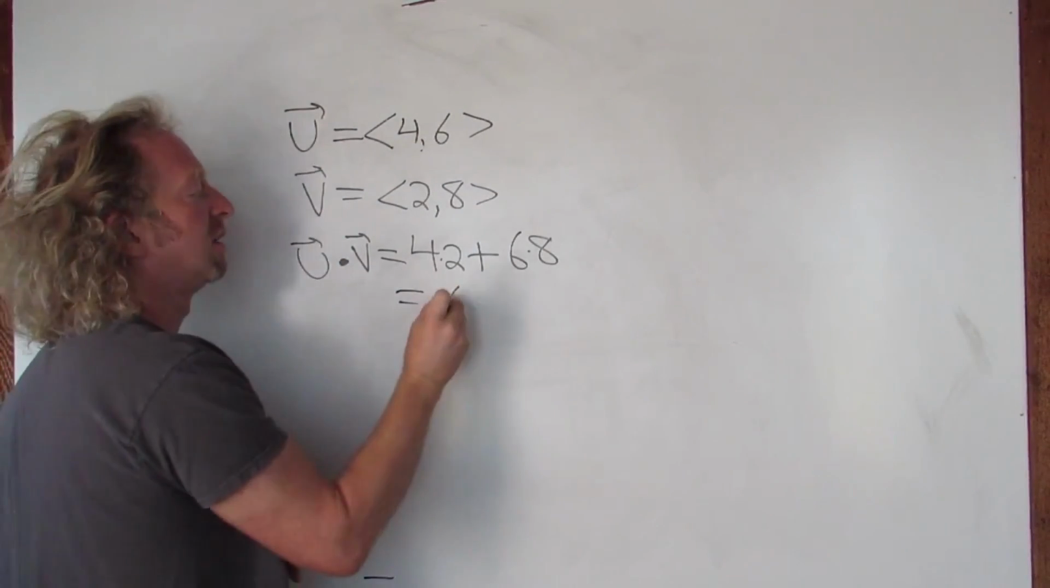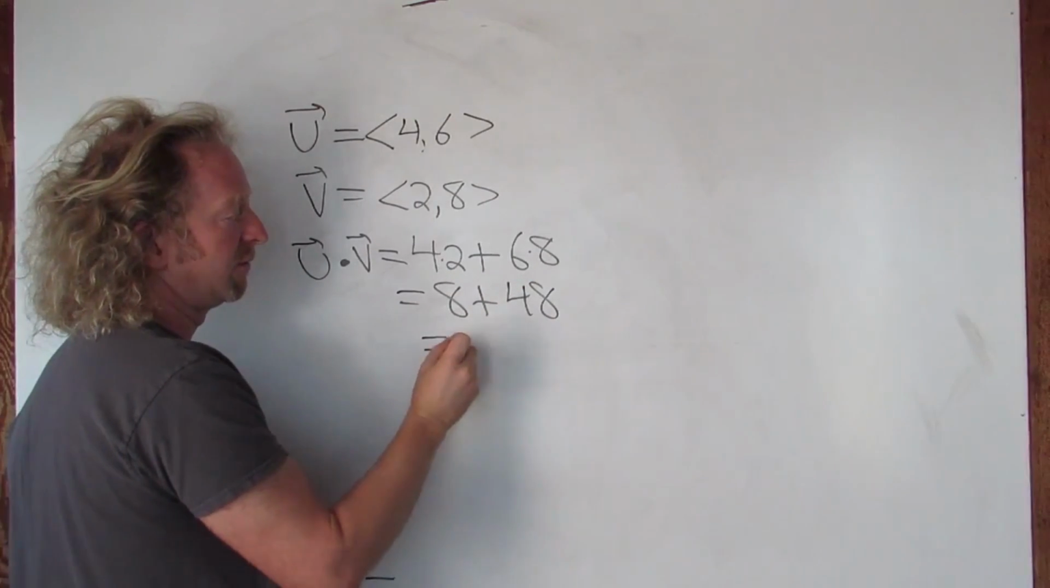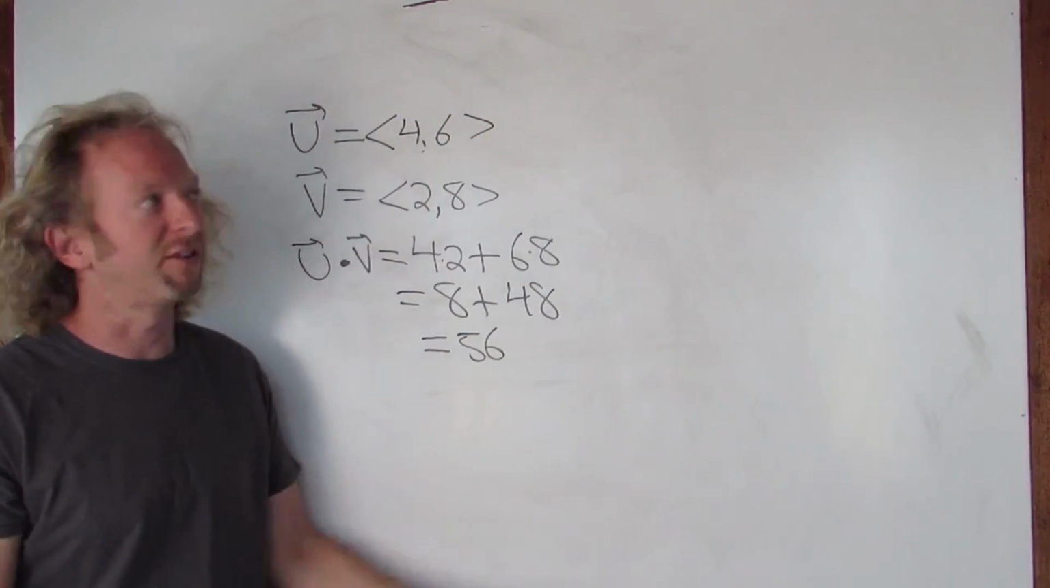4 times 2 is 8. 6 times 8 is 48. So that gives you 56. And that's it. That's how you find the dot product.